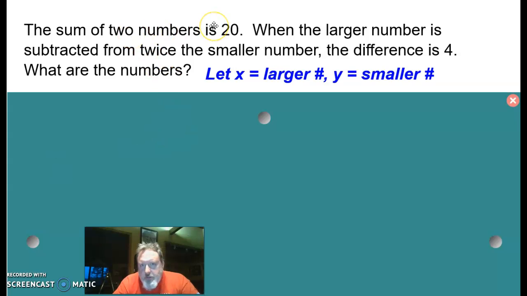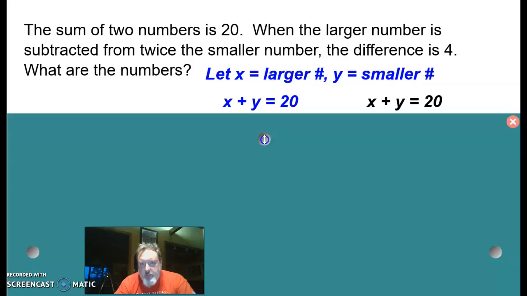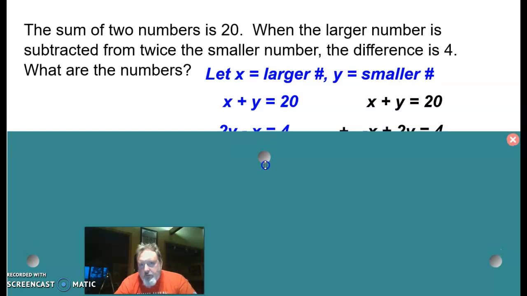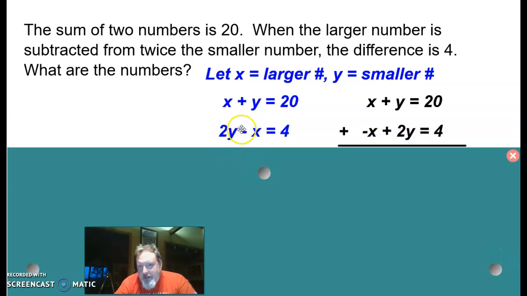All right, final problem for this section of notes for today. The sum of two numbers is 20. When the larger number is subtracted from twice the smaller number, that difference is 4. What are the numbers? So we'll let x be the larger number, y be the smaller. We know that when we add these two, we get 20. So x plus y. And it says when the larger number is subtracted from twice the smaller one, so that's really 2y minus x. Well, the problem here is that doesn't match up x and y's.